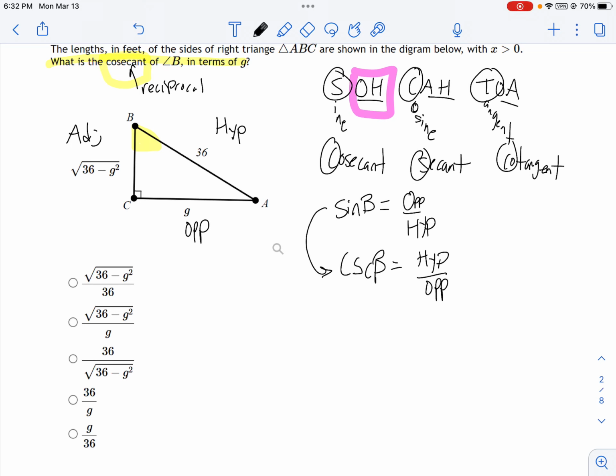Okay, so all we have to do from there, we already know what our hypotenuse is, that's 36, right? And we already know what our opposite side is, that's G. And there's your answer. You're done. It's just a matter of, do you know SOHCAHTOA? Do you know your main three functions? Do you know what the reciprocal of those main three functions are? Do you know what sides it relates to? Flip it. Done. Okay, not too shabby.